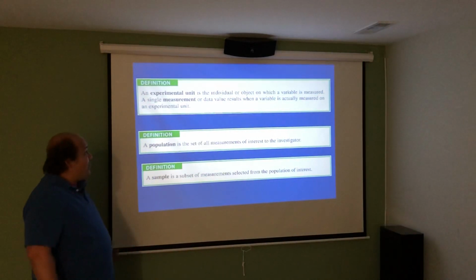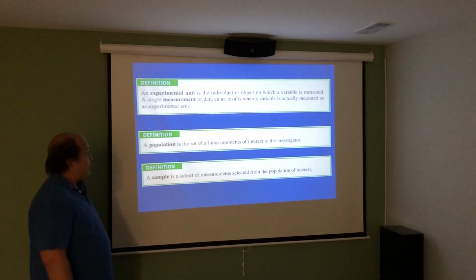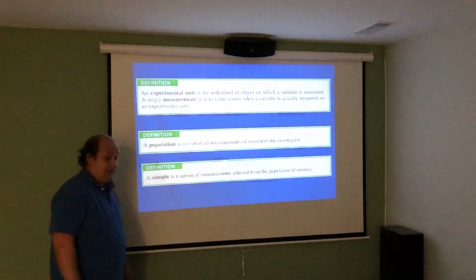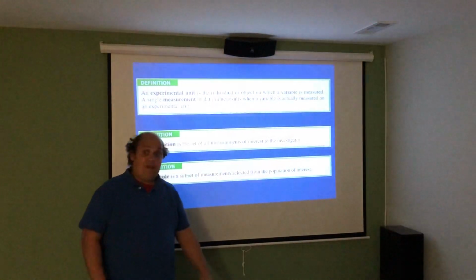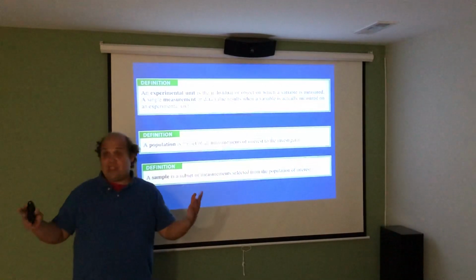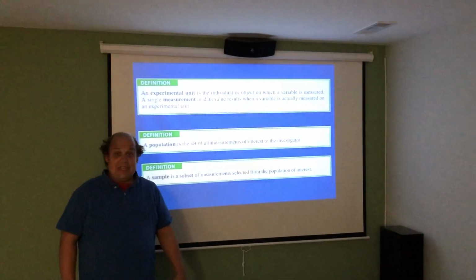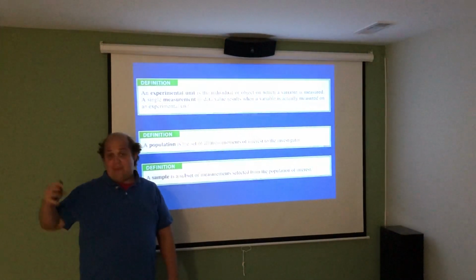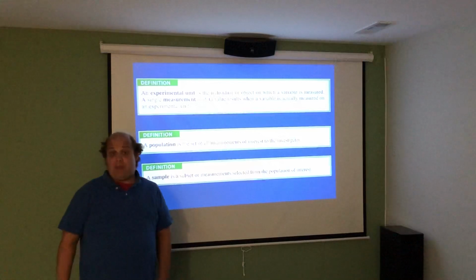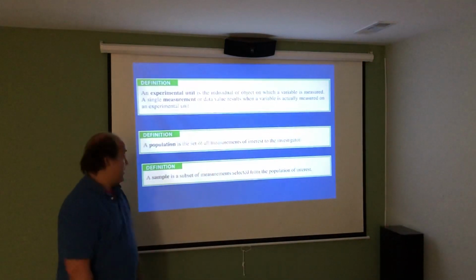An experimental unit is the individual or object on which a variable is measured. A single measurement or data value results when a variable is actually measured on an experimental unit. So the experimental unit is where we get one piece of data from. If I'm going to ask 25 students what their heights are to try and estimate the average height of a student, in that case my experimental unit is one student, because each of them is giving me their height, the variable I care about, but it's coming from that experimental unit, the student.